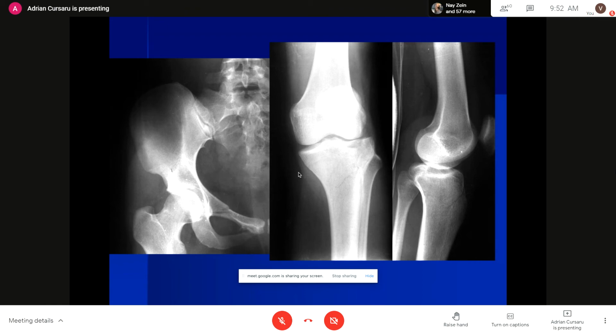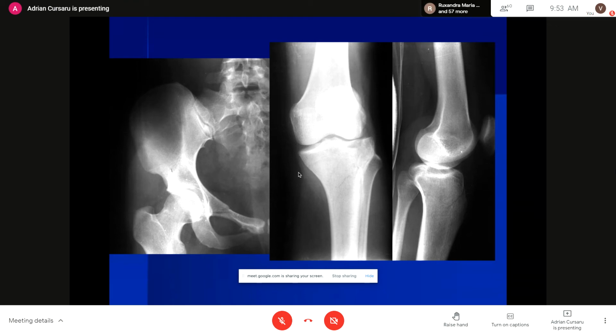It is very important for us to establish whether it's an intra-articular or extra-articular fracture, because the treatment is different, and the complications and evolution of our patient are different between intra-articular and extra-articular fracture.